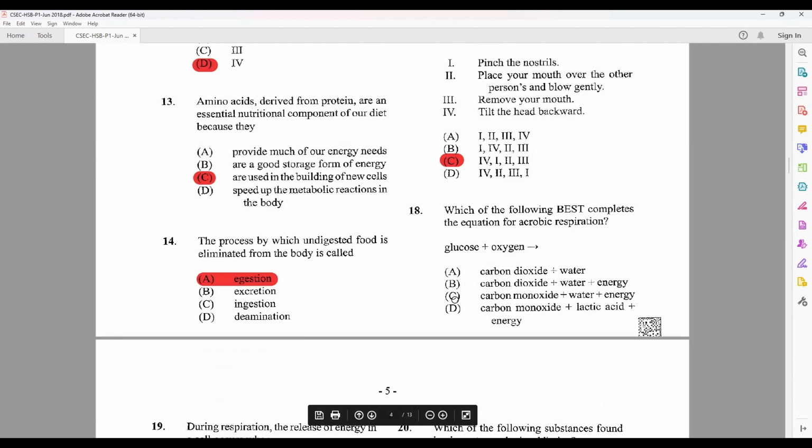Let's go on to question 18. Which of the following best completes the equation for aerobic respiration? Glucose and oxygen produces carbon dioxide, water, and energy. Remember these capital letters for this word, best, which means A is not the best. B is the best. C, I have no idea why the body would be producing carbon monoxide. Likewise, D is just completely wrong. So the best answer is B.